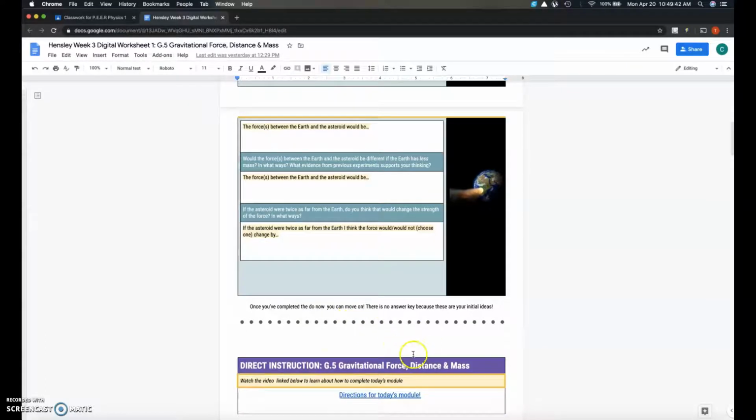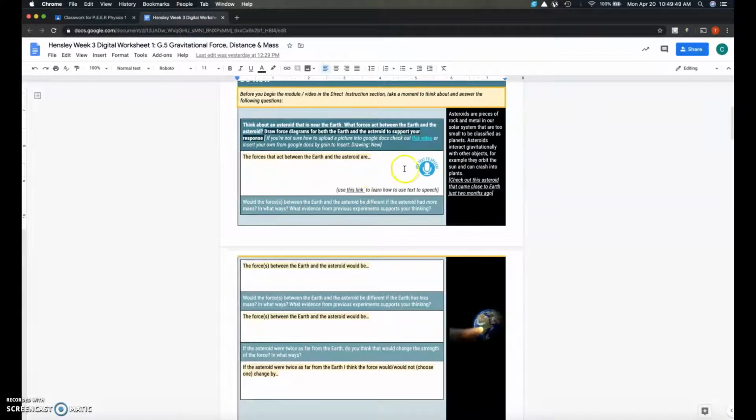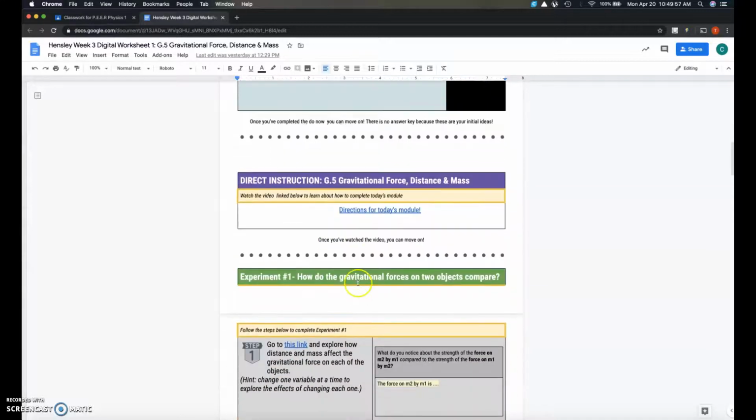There's no answer key because these are your initial ideas. There are no wrong answers here. So right now, we are just jotting down ideas, what you think at this point. We're going to revise those ideas later on in this module. As you move through the do now, at the end, you're going to notice that you get your first direct instruction. These directions are how to do today's module.